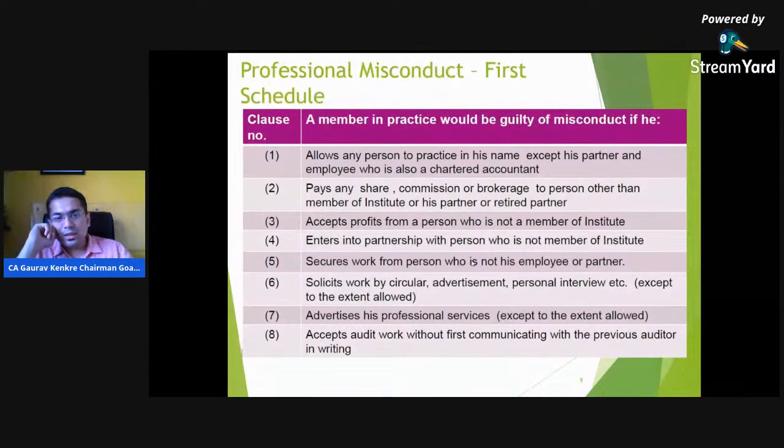If you enter into a partnership with a person who is not a member, this I think is due to be amended. Now they are proposing to allow you to be partners with other professionals like company secretaries and lawyers. I think it is in the pipeline, but as of now, you are not allowed to be partners with non-CAs. If you secure work from a person who is not his employee or partner, so again, if you secure work through third parties who are not connected to your work, it's a problem. If you solicit work by advertisement, personal interview, by any other means, except to the extent allowed, of course. So soliciting work, that is advertising for your work, is strictly banned for CAs in practice.